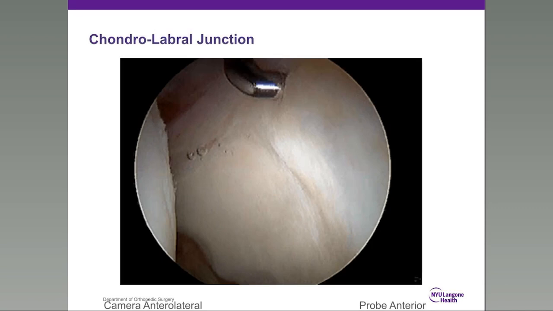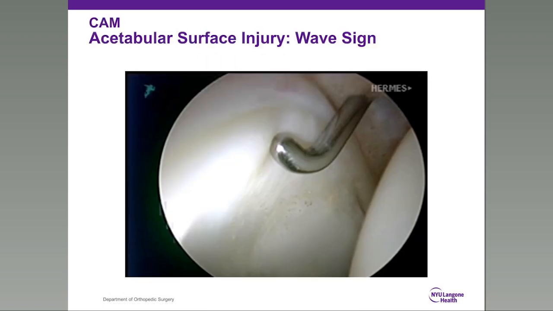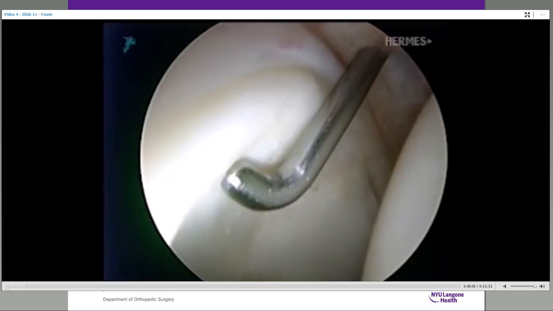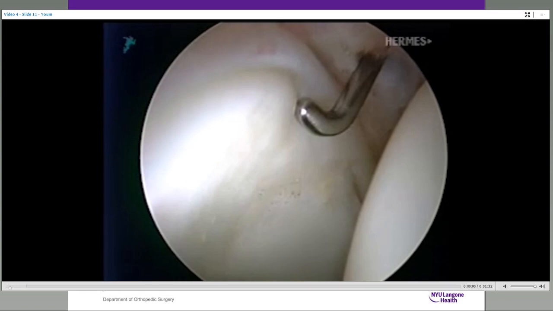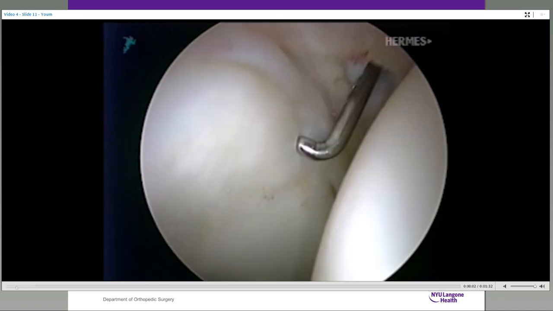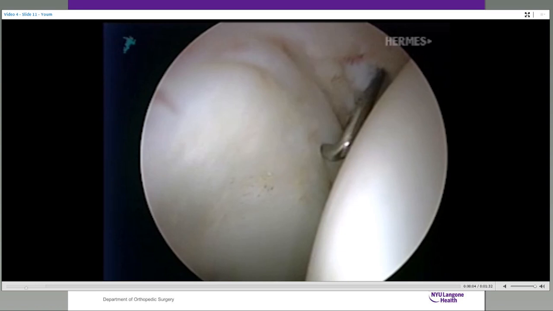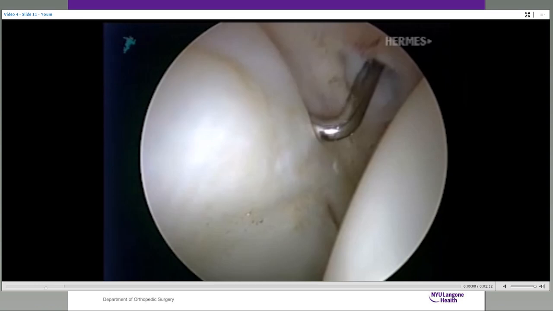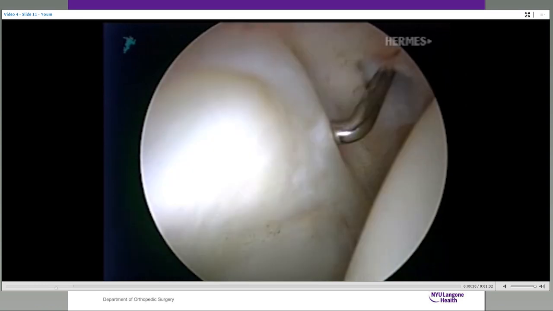So arthroscopically, this is an example of a normal chondrolabral junction. You can see the labrum and the articular cartilage is somewhat contiguous. That's my probe, right, kind of at the junction. And it's important because when you have damage to the chondrolabral junction, it's not quite like a shoulder where you see complete separation of the labrum from the glenoid. Here you see that the whole continuity of the labrum where it meets with the articular cartilage is delaminated.